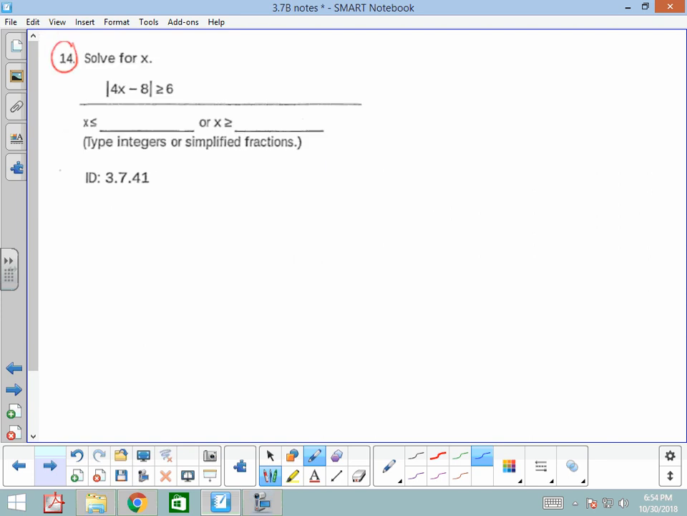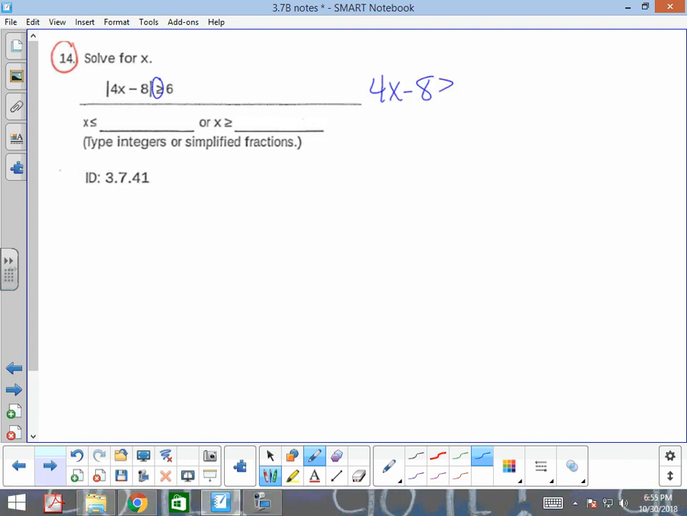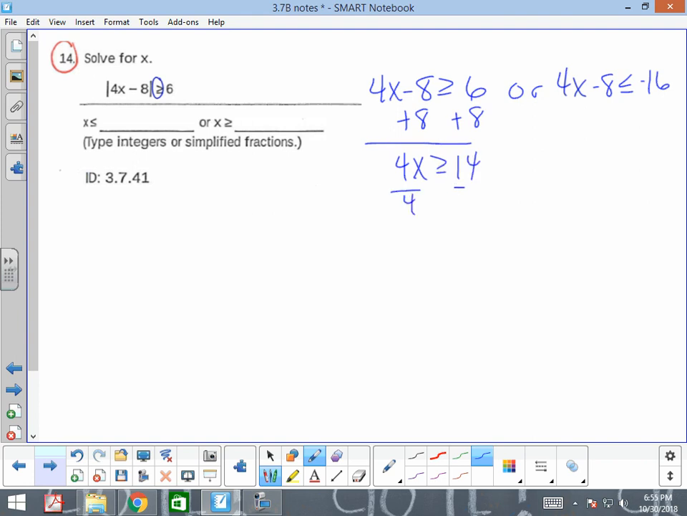Okay, number 14 is a greater than or equal to. So we're going to write it as an or. Greater or. Or 4x minus 8 is less than or equal to negative 6. Remember, don't change, not 16. Don't add anything to the number either. Don't change the part that's inside the absolute value. It's going to stay the same on both inequalities. So add 8. So 4x is greater than or equal to 14. Divide by 4, and we have to reduce. So 14 over 4 reduces to 7 over 2.